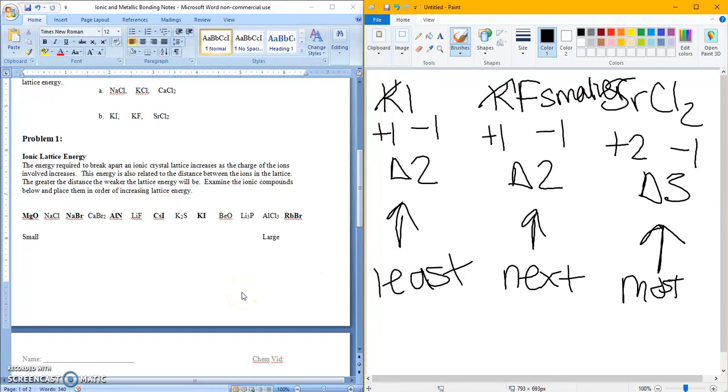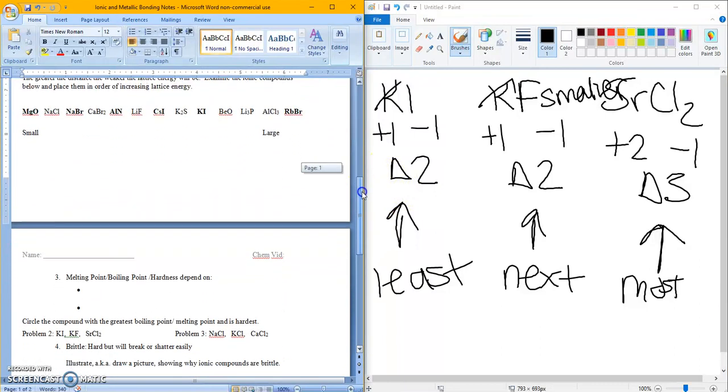Now what I want you to try to do is look at all of these and put them in order of smallest to largest attractiveness, okay? So your most attractive is going to go over here. Follow the steps. First, look at all of their charges. Next, look at their sizes if they have the same charge, okay? So that's your homework.